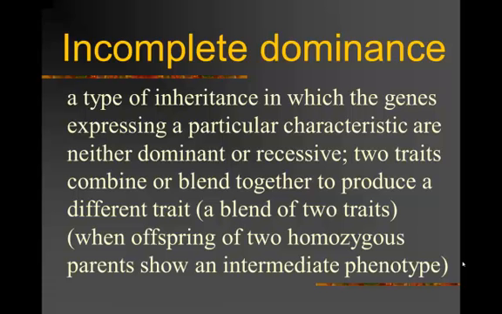Okay, incomplete dominance. It's a type of inheritance in which the genes expressing a particular characteristic are neither dominant nor recessive. That should really be the alleles expressing. 2 traits combine, they blend together. So the key thing about incomplete dominance is a blending of the 2 traits. It's when offspring of 2 homozygous parents show an intermediate phenotype. So it's going to be a phenotype that neither of those parents had. It's going to be a 3rd phenotype showing up.